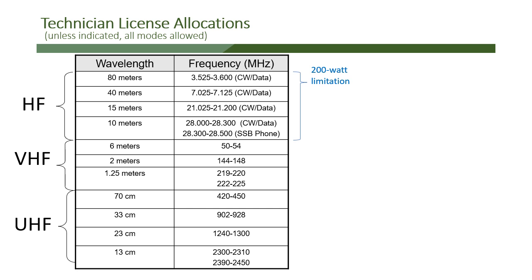You have allocations in the HF band, and mostly these are Morse code and data allocations in the 80, 40, 15, and 10 meter bands. But you also have a voice allocation in the 10 meter band, 28.3 to 28.5 megahertz. This is important because that's where there's a lot of SSB or voice activity. Especially right now during solar cycle 25, when we're at peak, we are able to use that band and effectively communicate around the world.